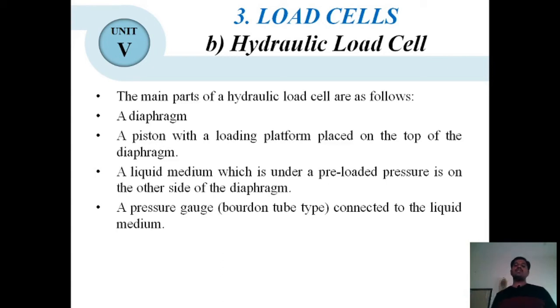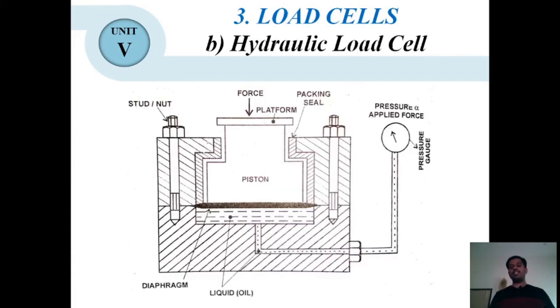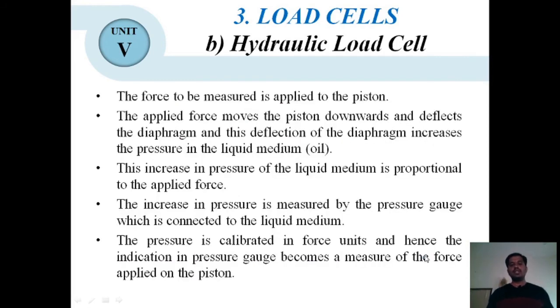As soon as we apply the forces on the platform placed on the top of this piston, these forces will try to move the piston downwards. Since the diaphragm is placed under the piston, the diaphragm will also deform downwards, which results in exerting pressure on the liquid. The pressure exerted on the liquid directly results in the deflection of the pointer on the pressure gauge. The scale of this pressure gauge is calibrated in terms of the applied forces.